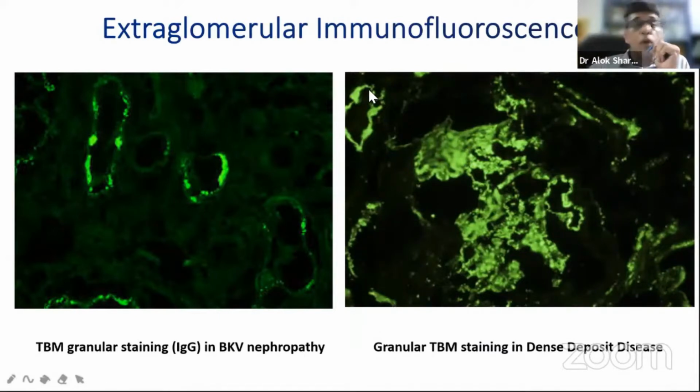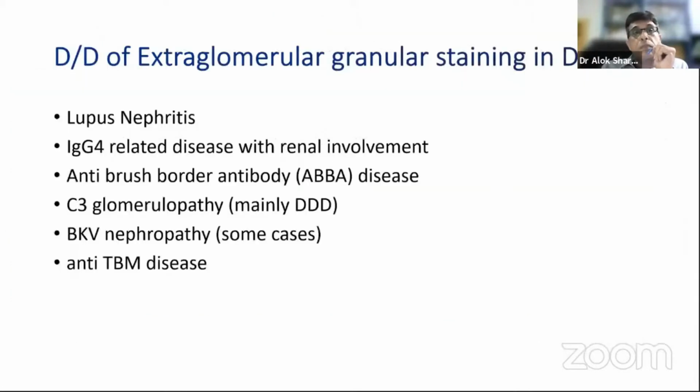So in a case where you have an exclusive C3 staining, and you also see a lot of TBM staining, it is likely to be a C3GN, of course, and even amongst the C3GN, it is more likely to be a dense deposit. So this is just a correlatory analysis, but you should pay attention to the extraglomerular deposits also in a C3GN.